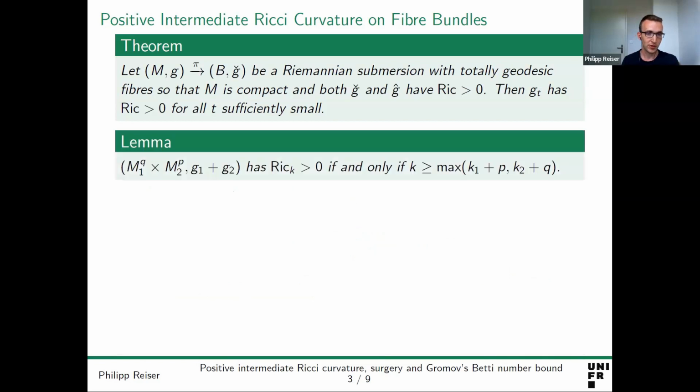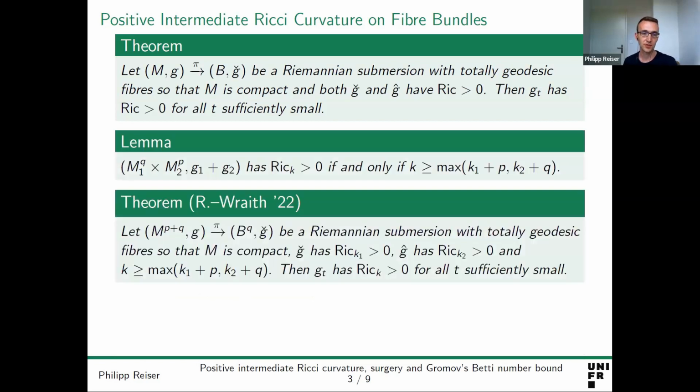Okay, so this is what you have for products. And now the theorem we have is the following. Given a Riemannian submersion with totally geodesic fibers, again, everything compact. If we have a metric of positive Ricci K1 on the base and positive Ricci K2 on the fiber, so that exactly this condition is satisfied, then again, the canonical variation has positive Ricci K for all T sufficiently small. So in some sense, we get the best possible value for K here. And as I said, this is always above the middle dimension.